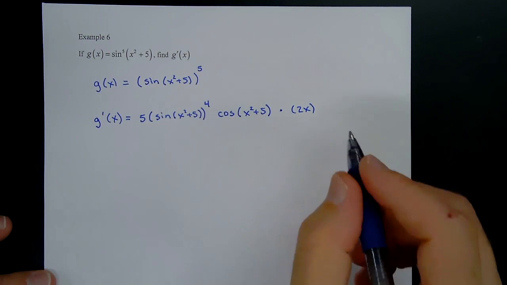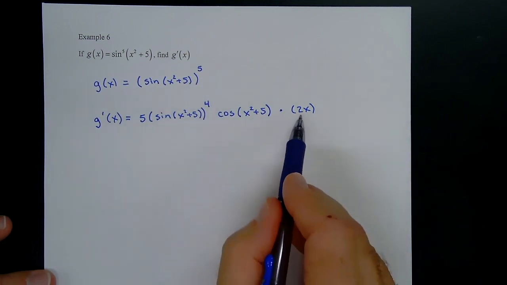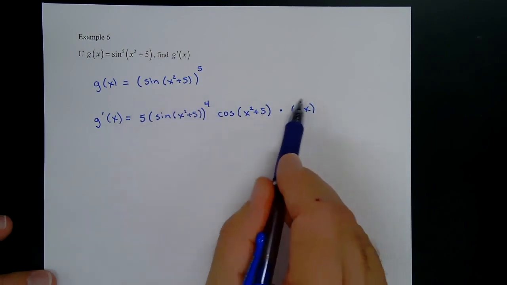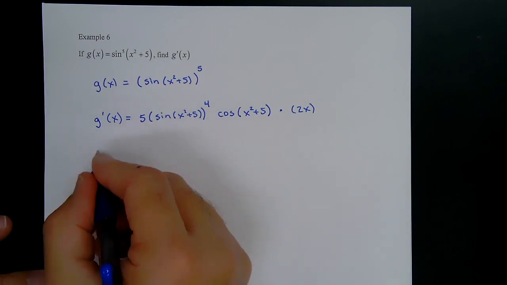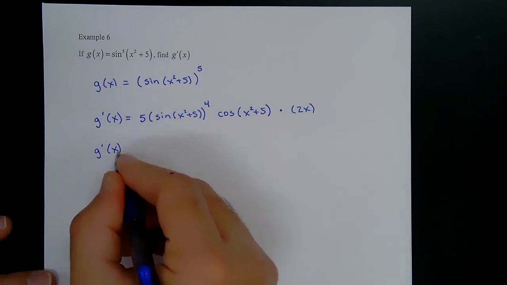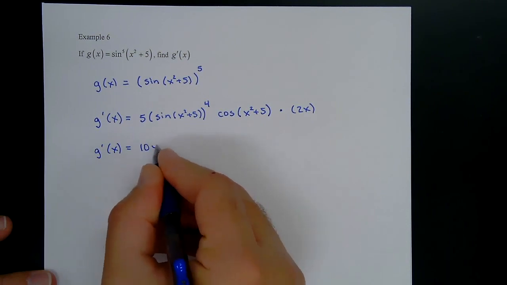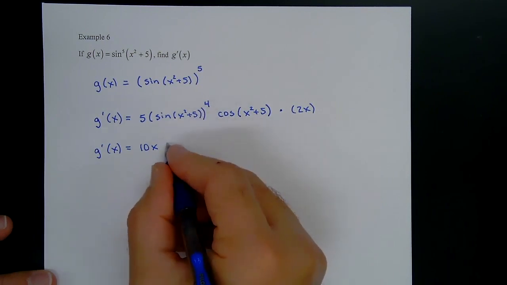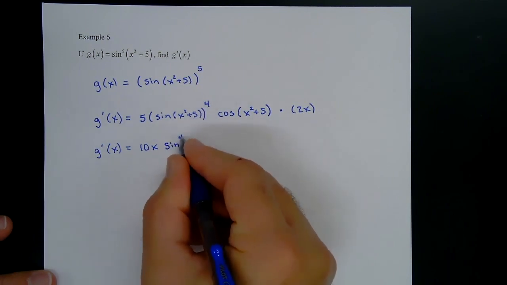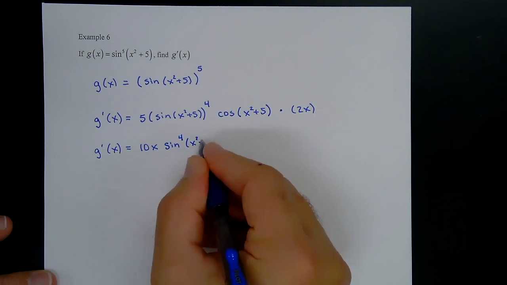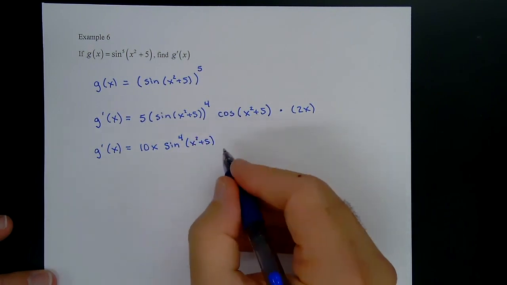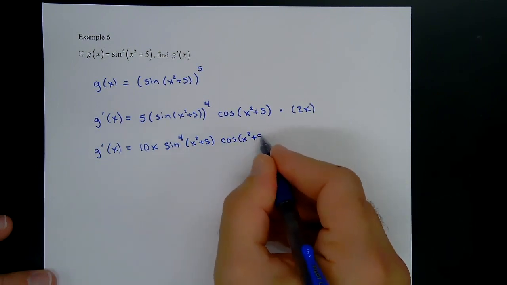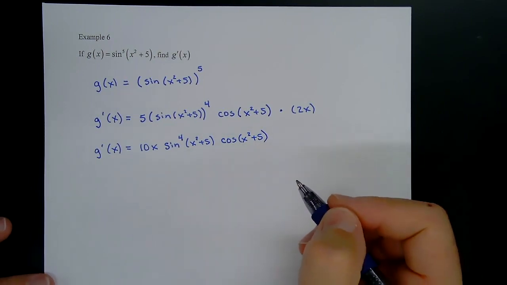Okay, so what I would do, to clean this up a little bit, is multiply this 2x and the 5, because it's 5 times this times this times this. So the 5 and the 2 we can actually multiply together. So g prime of x is equal to 10x, and this, raising this to the 4th power, is the same as sine raised to the 4th power of x squared plus 5. We just have to know how to read it. And then times cosine of x squared plus 5. Okay? And that would be our answer.